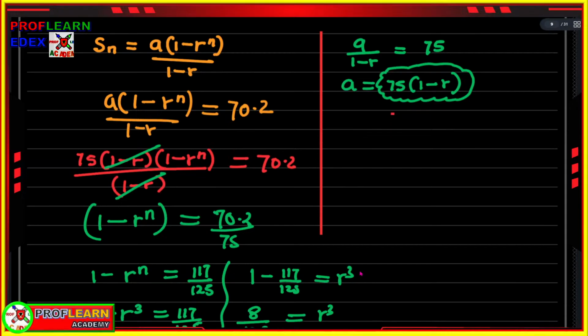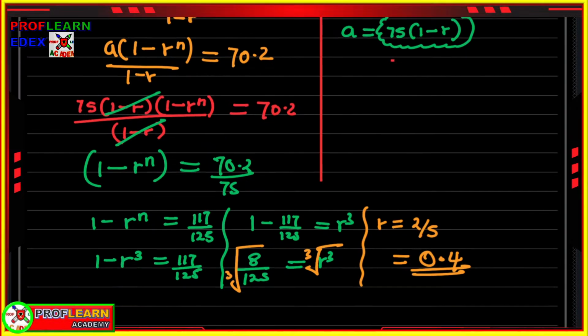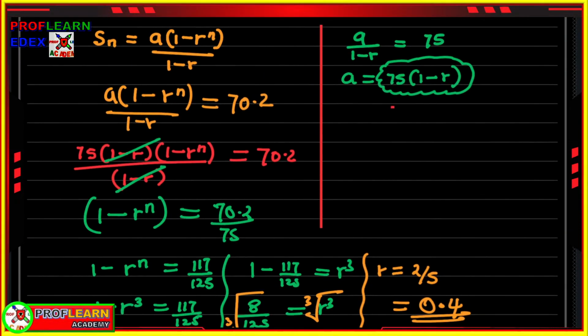And then at this point we need to find the cube root, which means that our r is going to translate to, if we find the cube root of that, we are going to get 2 over 5. So our r is actually 0.4 as shown here.